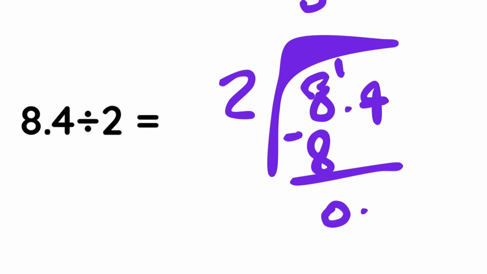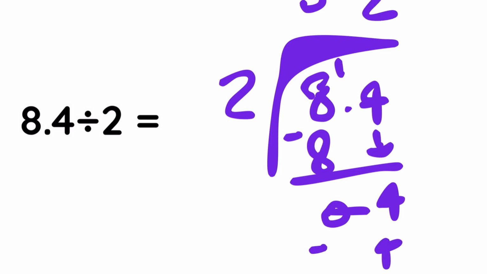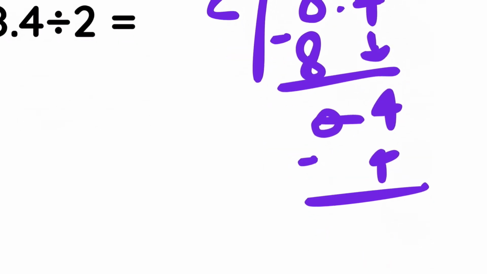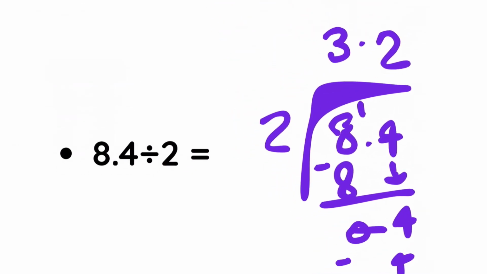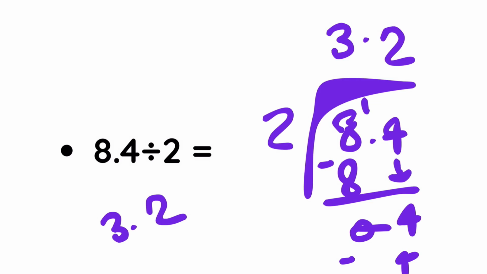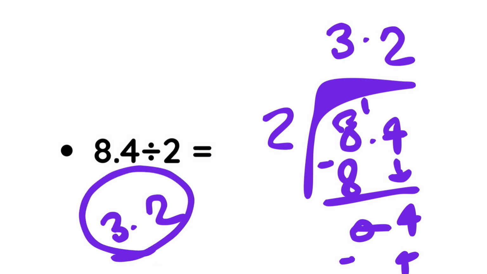0, and then I put a decimal point in the quotient part, and then I lower down 4. So yeah, don't consider this 4. I can fit 2 2's in 4, so 2, right? 2 times 2, 4, minus 4 equals 0, and our answer is 3.2. Yeah, okay.